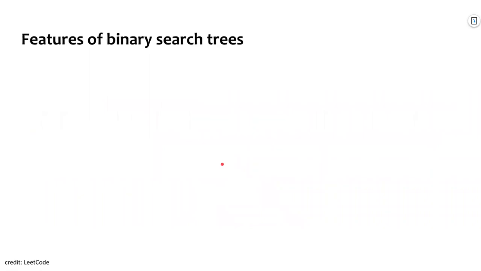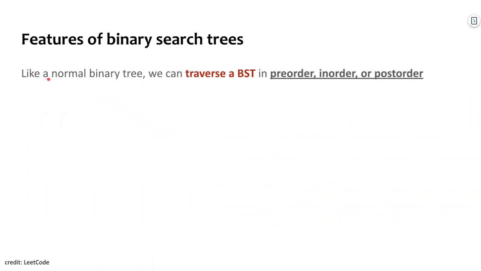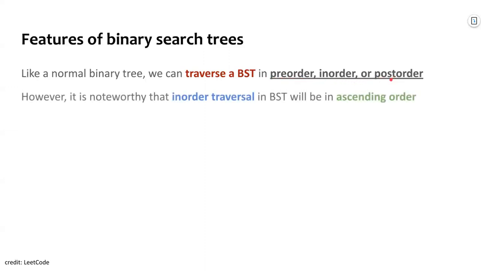And there are some features of binary search trees. Like a normal binary tree, we can traverse a BST. BST is an abbreviation of binary search tree. And you can do pre-order, in-order, or post-order traversals. However, it is noteworthy, you need to keep this in mind, that in-order traversal in a BST will be in ascending order.